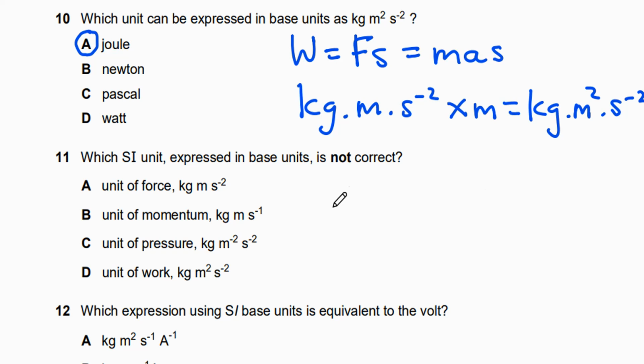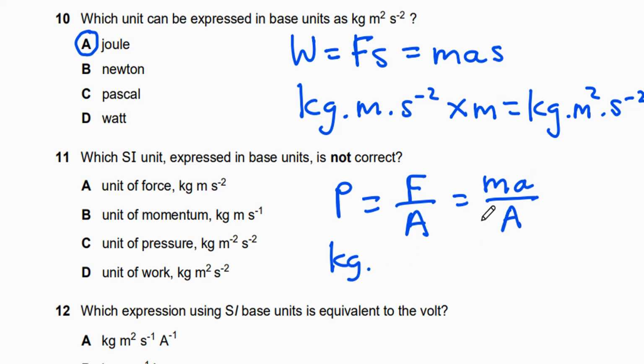So C, pressure. We know that pressure, P, is force per unit area. And force, of course, is MA. Then what are the SI base units of pressure? Mass is in kilograms. Acceleration in meters per second squared. And of course, area is in meters squared.